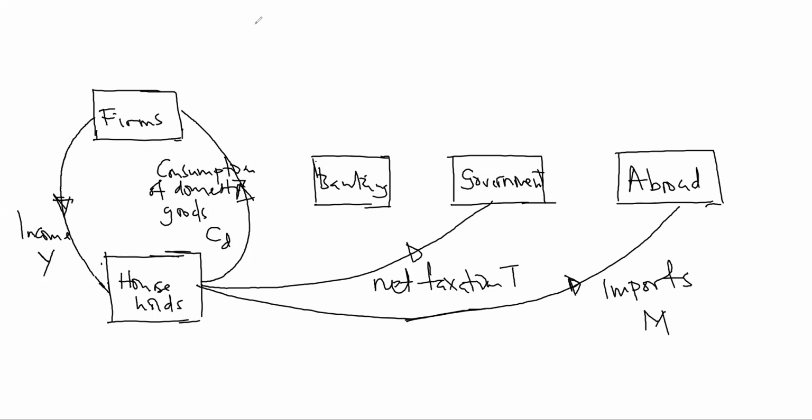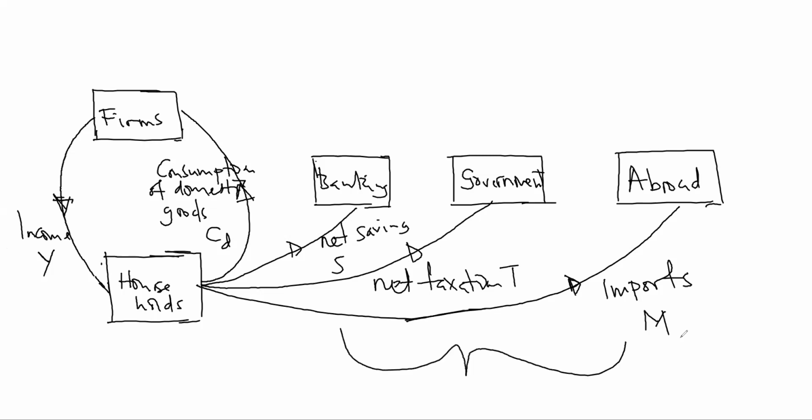And then the remainder is going to net savings. Households, they also save. So net savings is represented by capital letter S. Right. So when money goes, as you can see, money is going away from the inner circular flow. So that means S, T, and M create what is called leakage. These are called withdrawals or leakages.